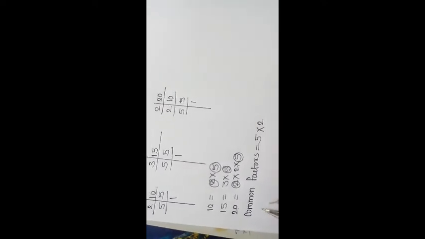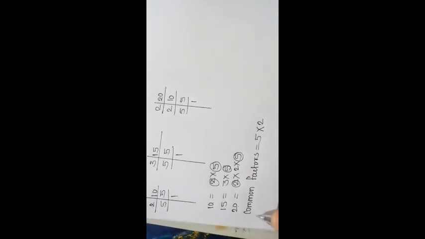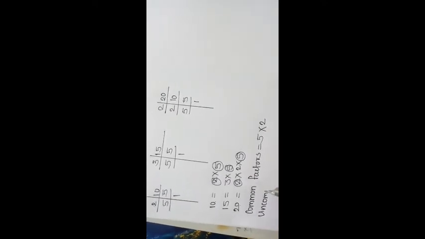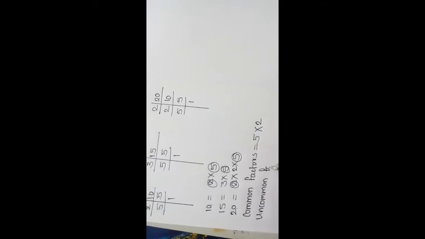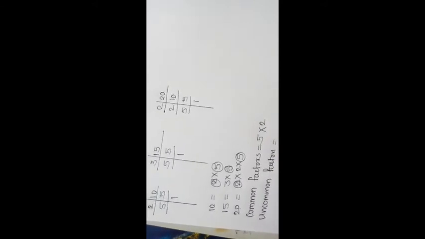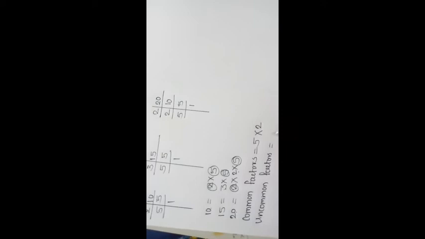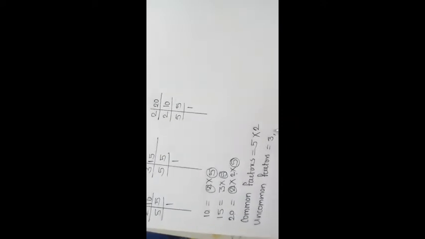Okay. Now uncommon factors. What remains here now? 3 and 2. Here you can write 3 comma 2.